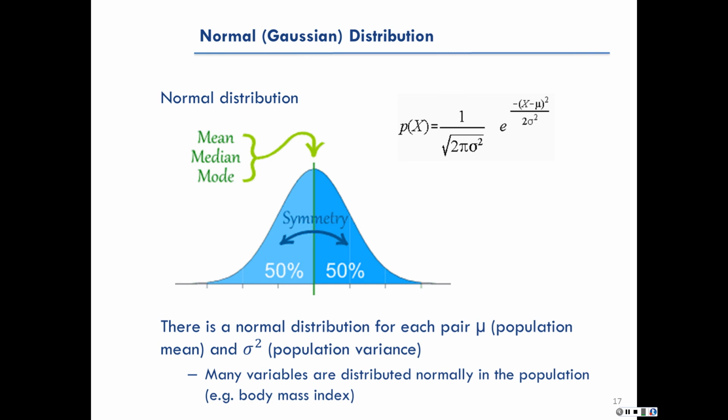You can see the formula for the normal distribution in the upper right-hand corner there. Don't worry about that formula. It's just what it is, but you don't have to memorize it. There's a normal distribution for each pair, mu, the population mean, and sigma squared, the population variance. And many variables that we encounter in real life are distributed normally in the population. A good example is body mass index.